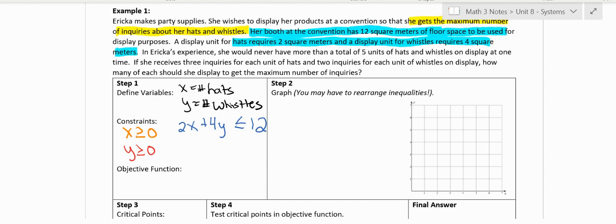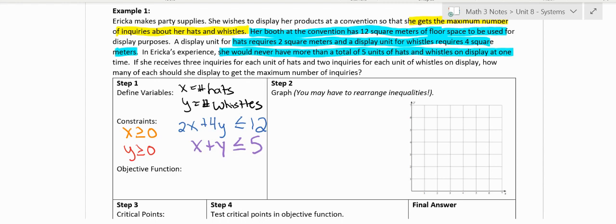We also have another inequality we can write. She would never have more than 5 units of hats or whistles displayed. So if I write that out, I have x plus y is less than or equal to 5. The most she'll have is 5.